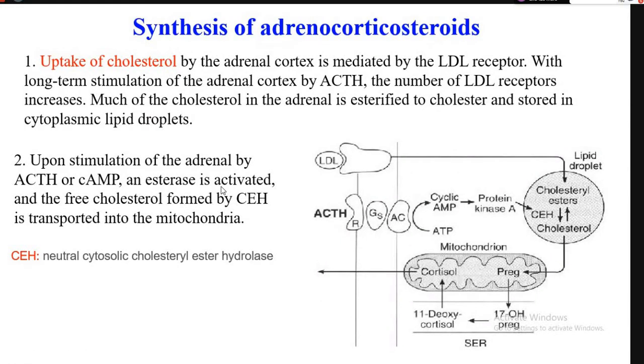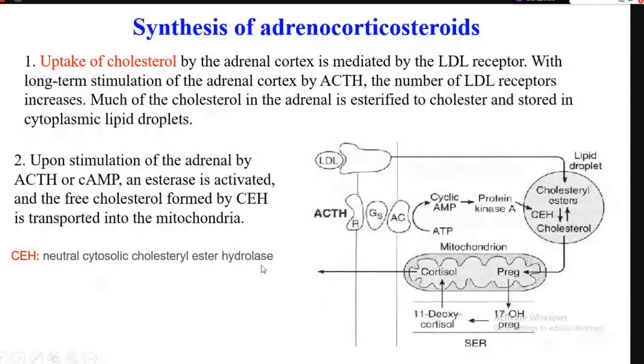Uptake of cholesterol by the adrenal cortex is mediated by the LDL receptor. With long-term stimulation of the adrenal cortex by ACTH, the number of LDL receptors increases. Much of the cholesterol in the adrenal cortex is esterified and stored in the cytoplasmic lipid droplets. Upon stimulation of the adrenal gland by ACTH or cyclic AMP, an esterase is activated and free cholesterol is formed by cholesterol ester hydrolase. It is transported into the mitochondria.